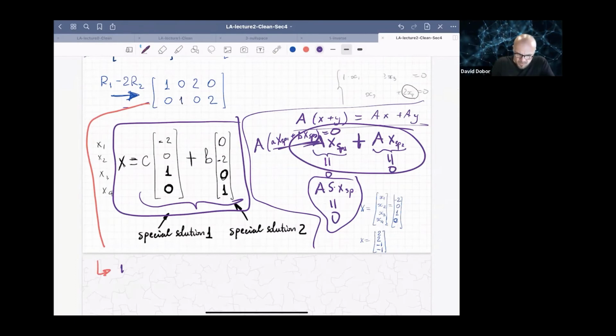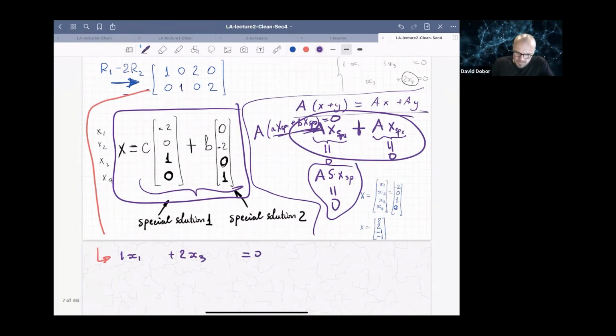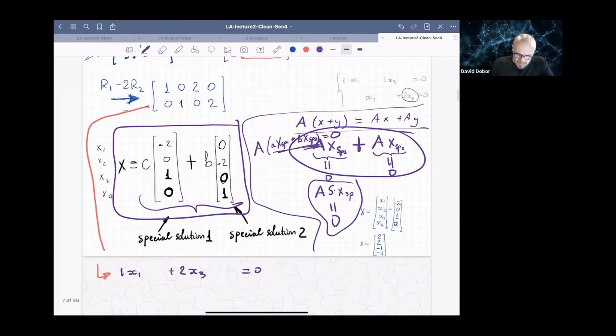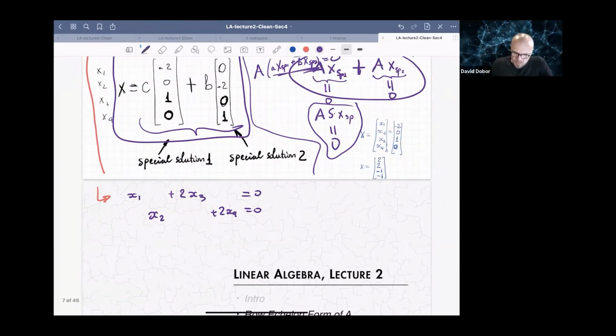So I think you wrote it down. So you had x1 plus 2x3, that equals 0. Then the second one says what? That x2, let me remove this. x2 plus 2x4 equals 0. And I think you just simply wrote down that x3 is simply equal to x3, and x4 is simply equal to x4.